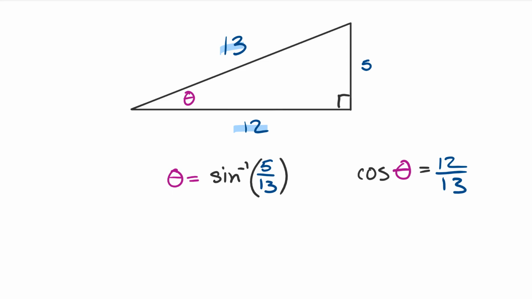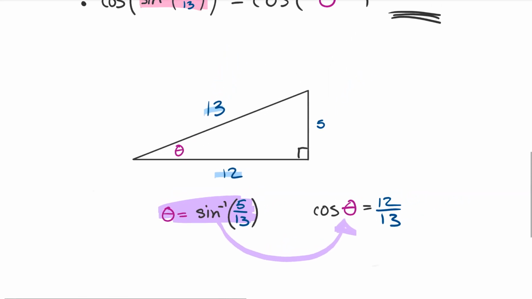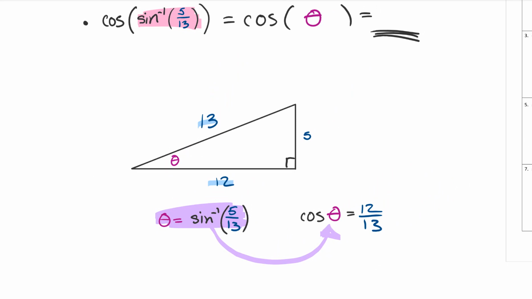Wait. Isn't theta equal to this? So why don't we just pop that sine inverse of 5 over 13 in for theta? See what we might be getting. Don't look up top.